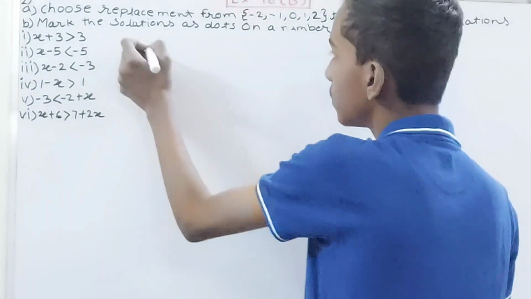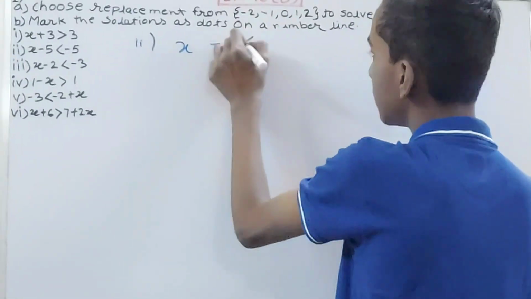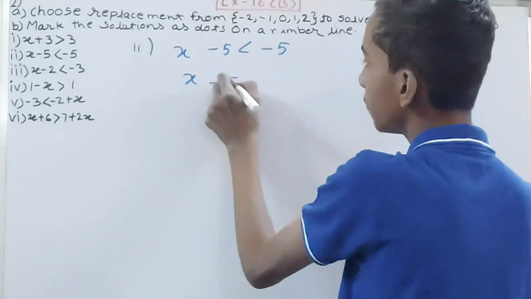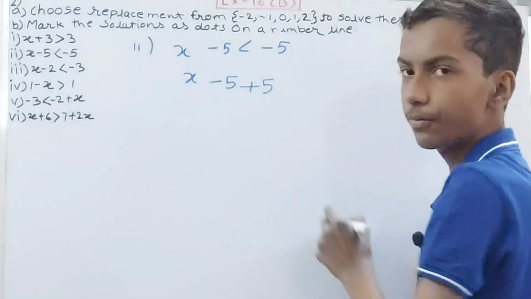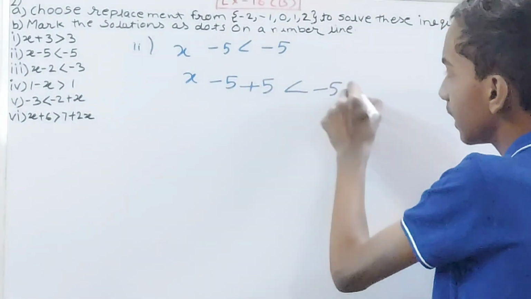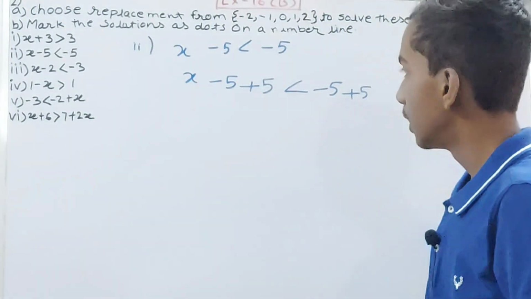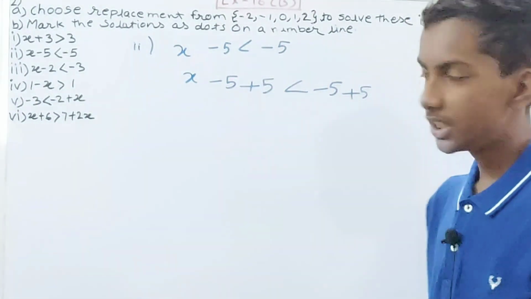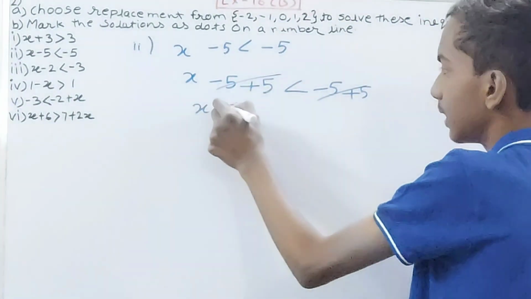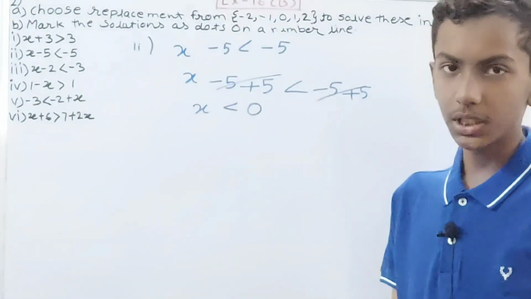See, next part is x minus 5 is less than -5. So your x minus 5 I will eliminate by adding plus 5, and then is less than -5, again here plus 5. So what will happen here? Plus 5 minus 5 will cancel each other. X is less than -5 plus 5 will give you 0. X is less than 0.